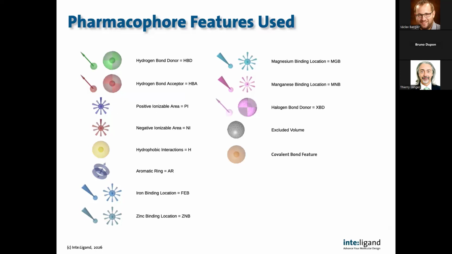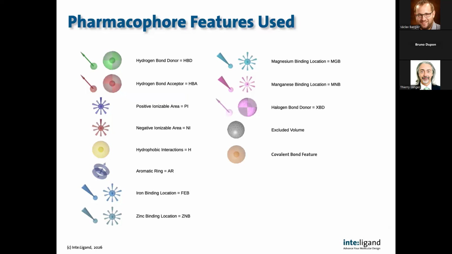Then we can recognize interactions to metals, to iron, zinc, magnesium, and manganese. These are the 4 ions that are implemented at the moment. And what is also very nice is a covalent feature. So if we have covalent binders, LigandScout will put a covalent feature in this place. And when you do screening, it will recognize chemical groups that can create a bond, like Michael acceptors or halogenated heteroaromatics and so on. Very interesting thing.